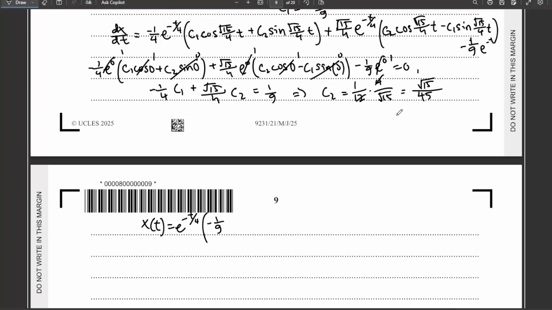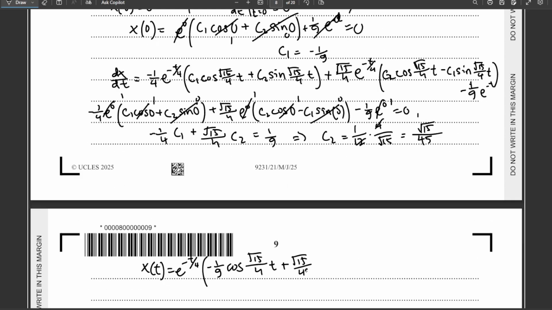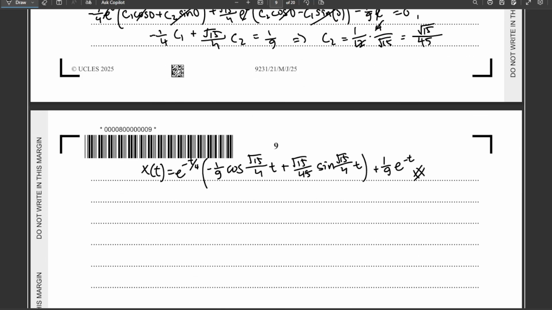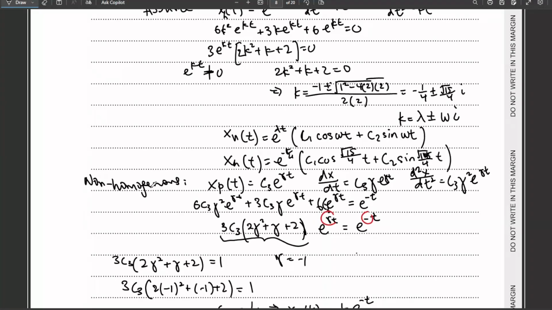Now we substitute back into the solution, okay, so this will be the final answer. And that's how you solve a second order non-homogeneous differential equation.